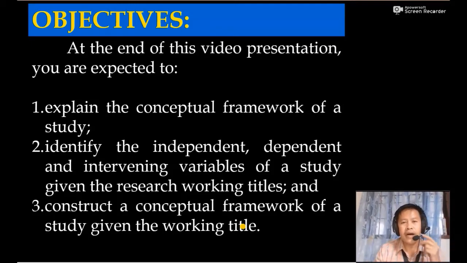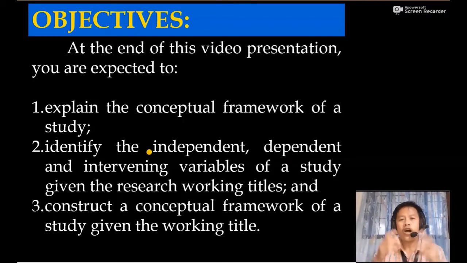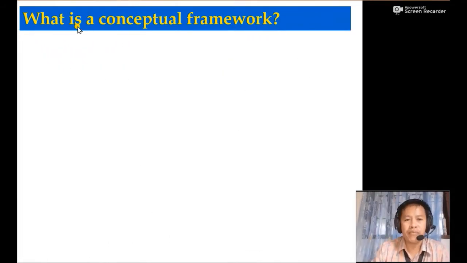That is why you are encouraged to listen very carefully, because at the end of this video presentation, you are going to make your conceptual framework where your research variables as well as the indicators of the research variables are found. And what do you mean by conceptual framework? We are going to have an in-depth understanding of the meaning of conceptual framework.